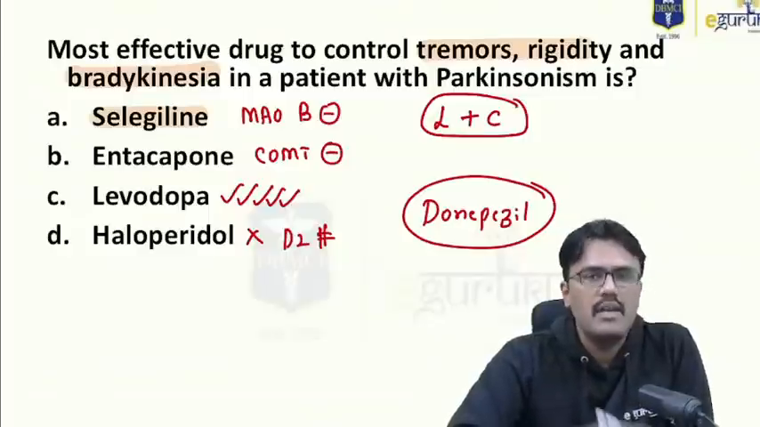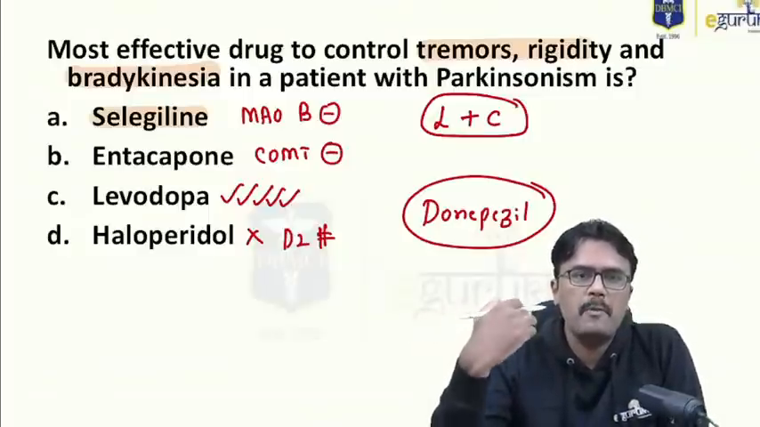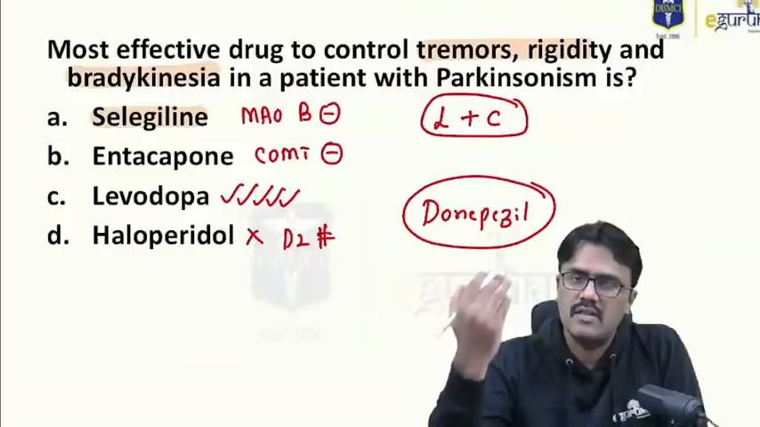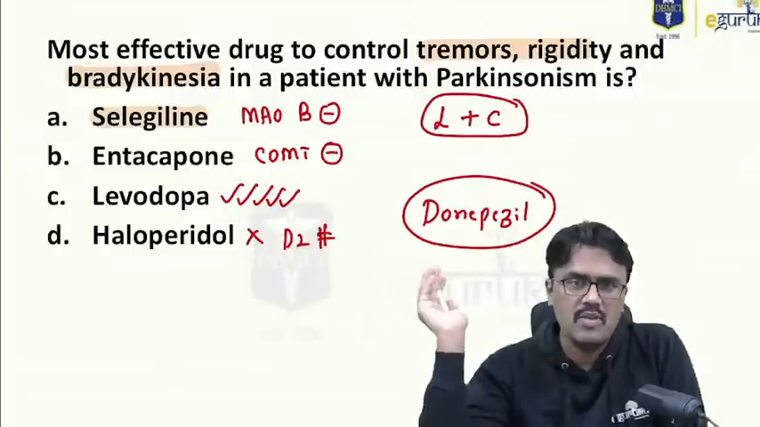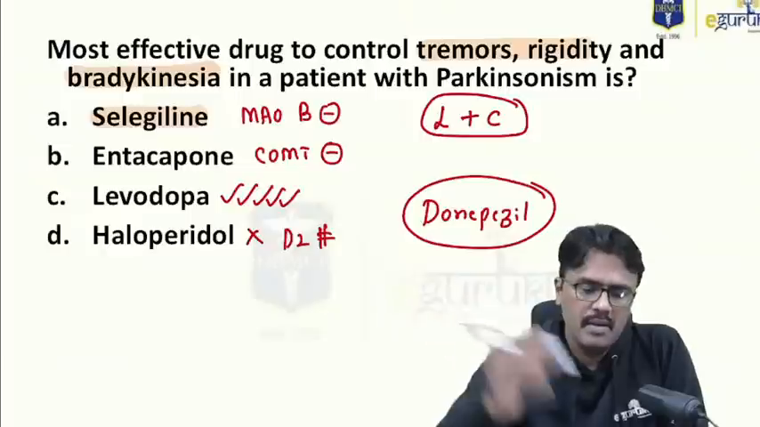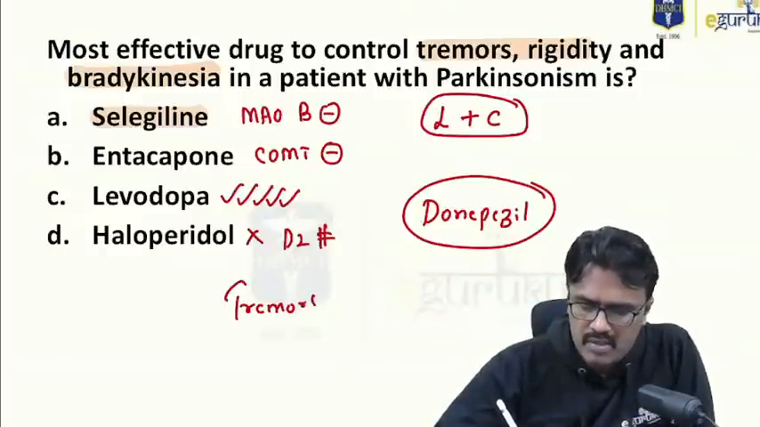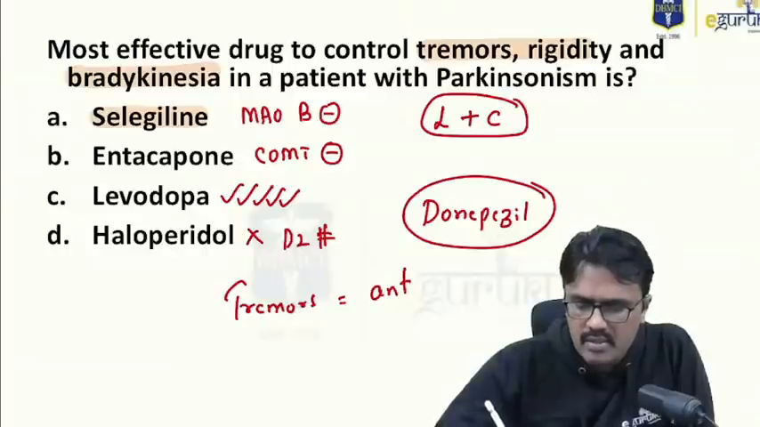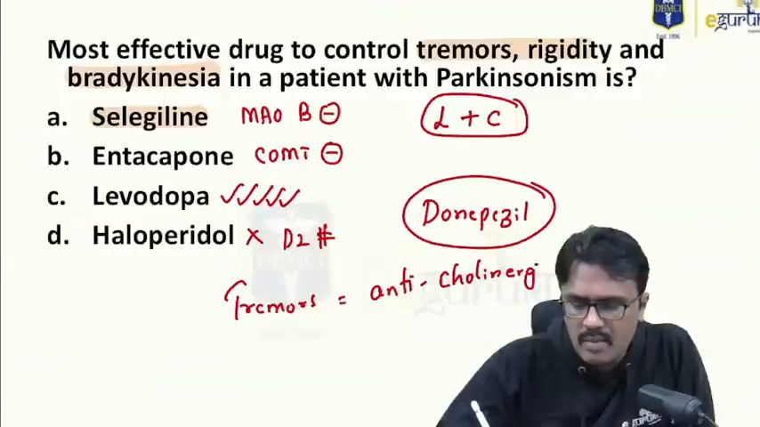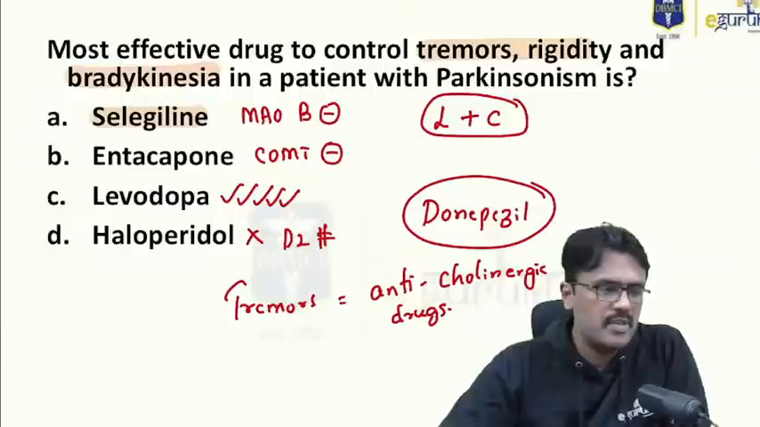But in the future, if they ask you what is the best one for Parkinson's disease, even if the same question repeats, it is levodopa. But which is the best one to control tremors? If they ask you only tremors, it is anticholinergic drugs. Tremors are better controlled with anticholinergic drugs like benzhexol, benztropine, biperiden, procyclidine.